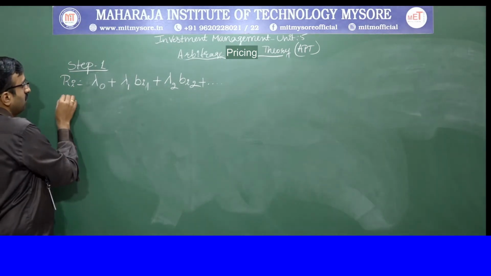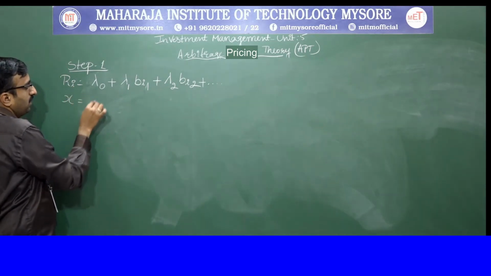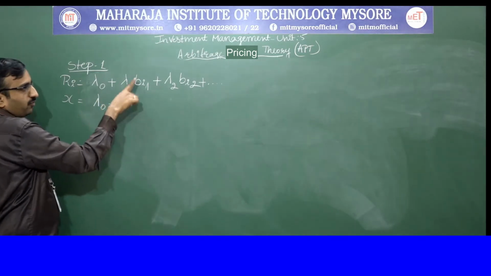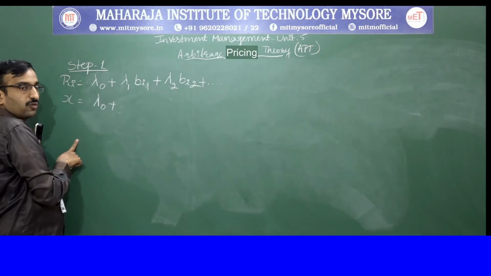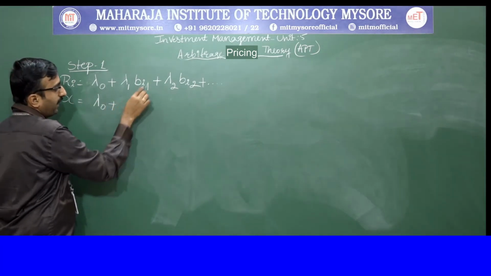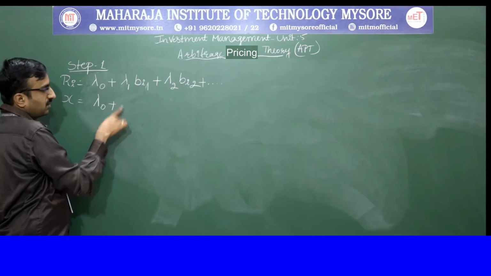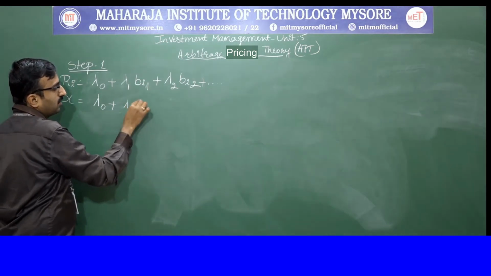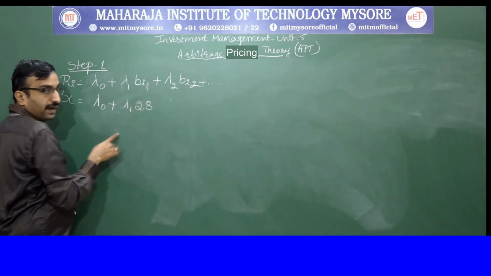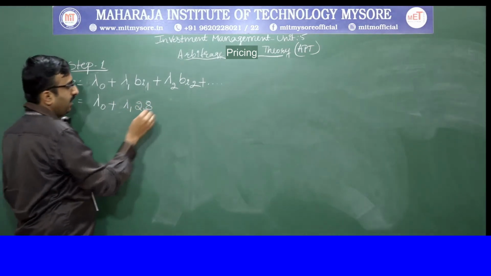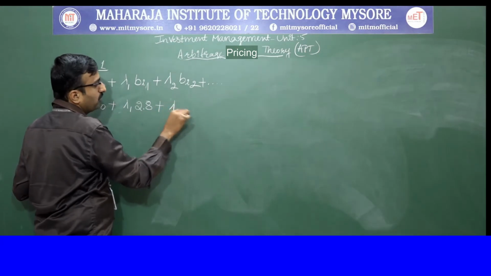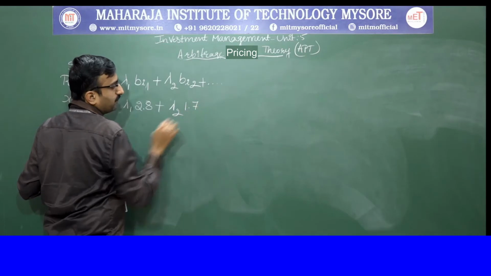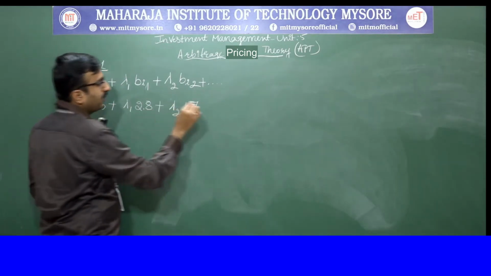Okay, so we have x first. Lambda naught we do not know, but we know beta 1. Beta 1 is how much? We have 2.8. So, lambda 1 we do not have, and beta 1 is 2.8. Plus lambda 2 we do not know, but beta 2 we know, it is 1.7. This is called equation 1.